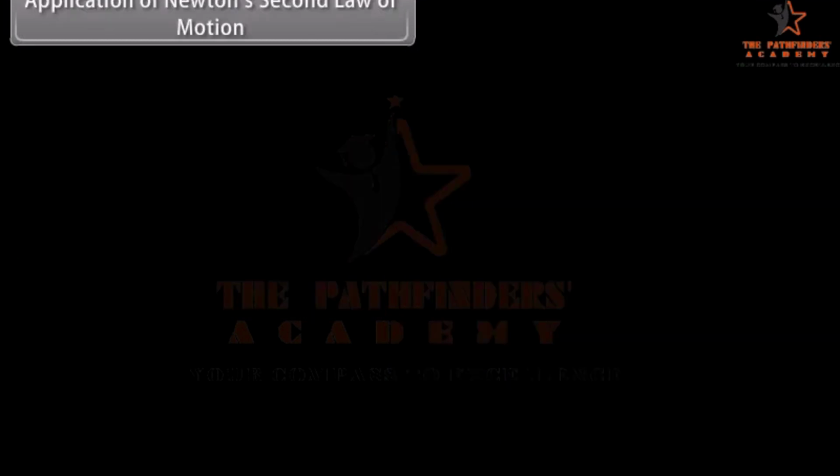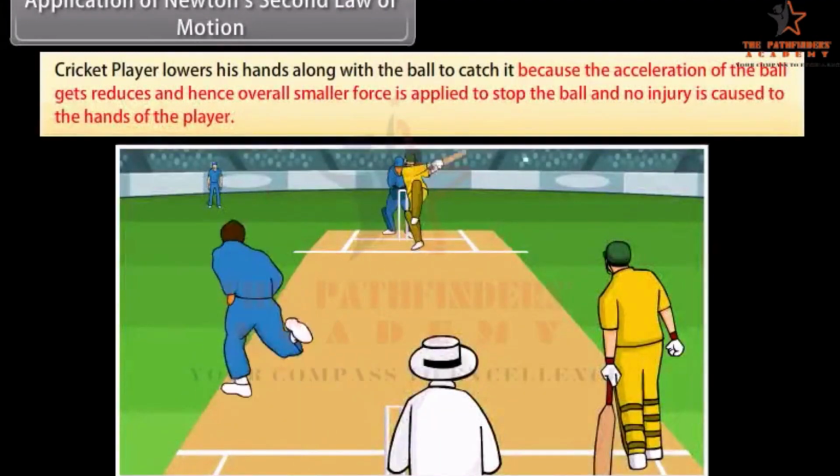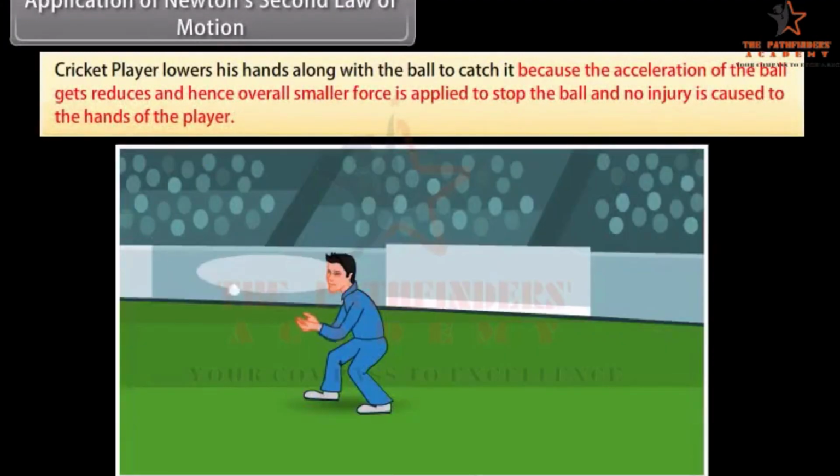Application of Newton's second law of motion. A cricket player lowers his hands along with the ball to catch it because the acceleration of the ball gets reduced, and hence overall smaller force is applied to stop the ball and no injury is caused to the hands of the player.